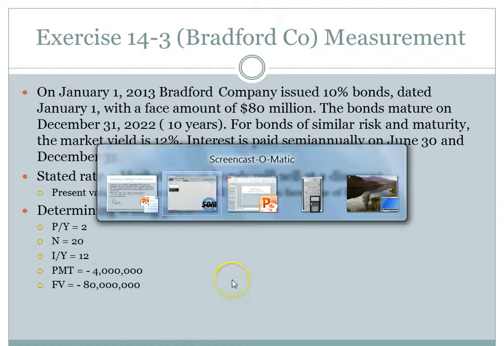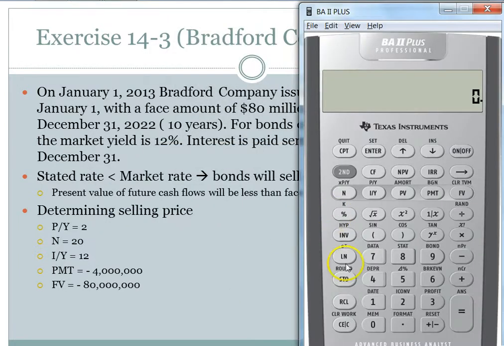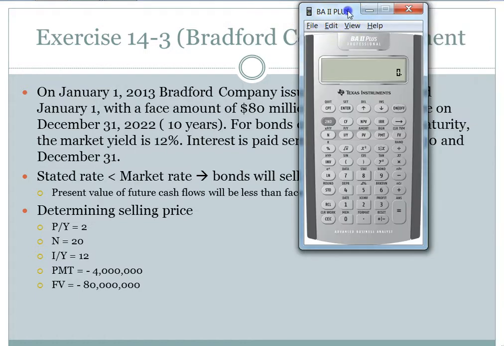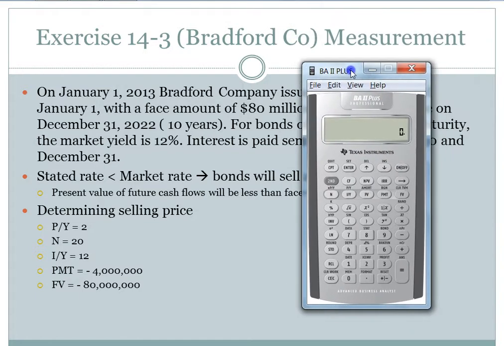Okay, so I'm going to bring up my financial calculator here, and let me resize this to make sure that you can see everything that's going on. All right, so I have my financial calculator here. This happens to be the Texas Instruments calculator. And I have to do a couple of things to make sure that I get the correct answers here.